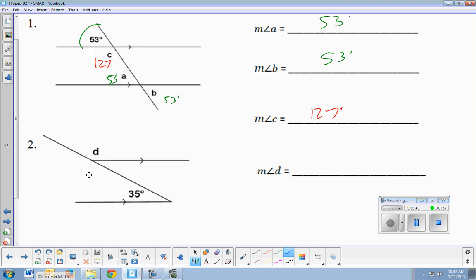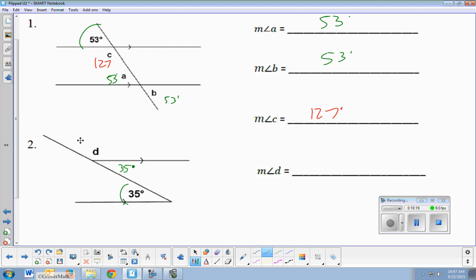One more quick one. All right, what do we think about here? Well, let's see. This 35. Now, I could extend this line if I want, but I'm actually not going to. Instead, I'm going to say that this is 35 because that's an alternate interior relationship, right? See that Z pattern. I know these lines are parallel. See these little arrows? That means parallel. So that's why I'm allowed to say this angle is 35 degrees because they're alternate interior angles of parallel lines.